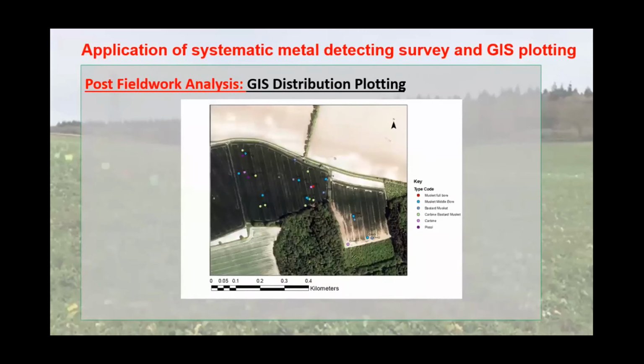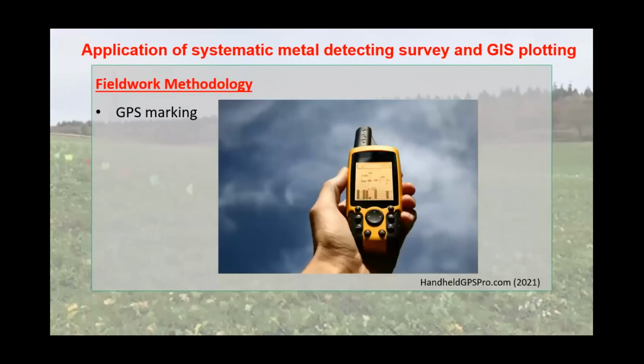GPS marking. Each field baseline and marker flag along the edge was marked with a GPS waypoint number. Once this had been recorded, the individual finds were logged with their own GPS waypoint number. These bags were collected at the end of the day. The GPS data was then recorded and later used within ArcGIS software to create distribution plots.